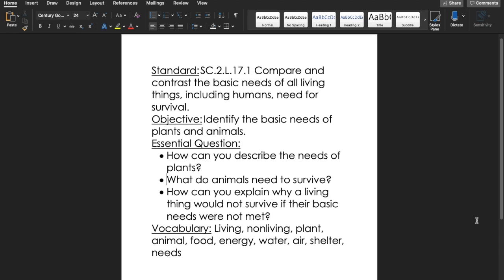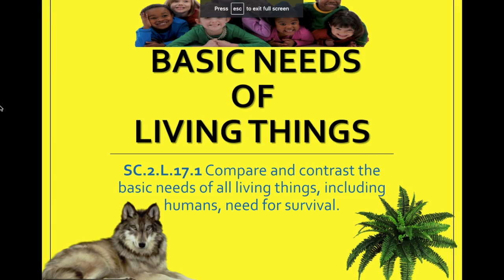And our vocabulary is living, non-living, plant, animal, food, energy, water, air, shelter, and need. Alright, here's our PowerPoint for this week. It is called Basic Needs of Living Things. And here's the standard that we are focusing on this week. It says, compare and contrast the basic needs of all living things, including humans, need for survival.